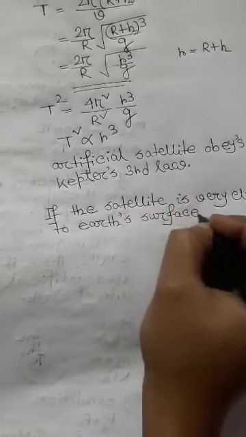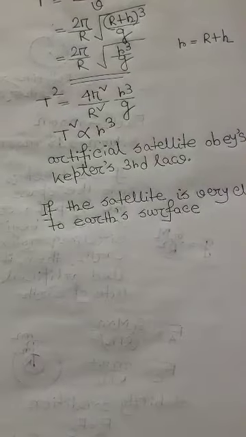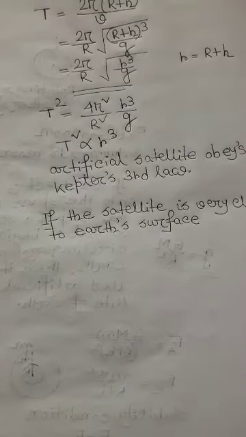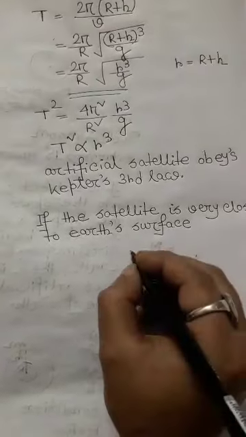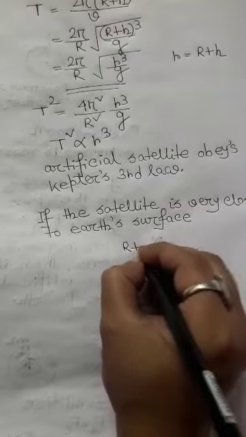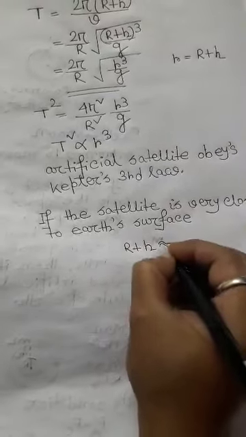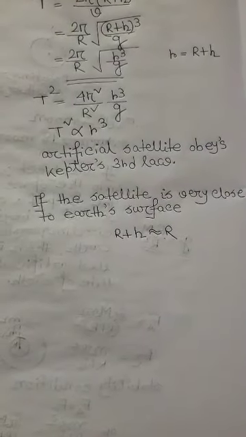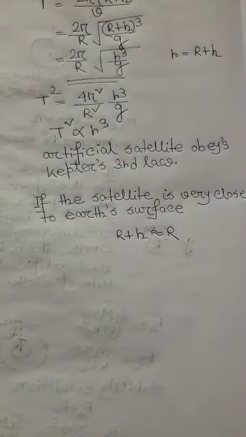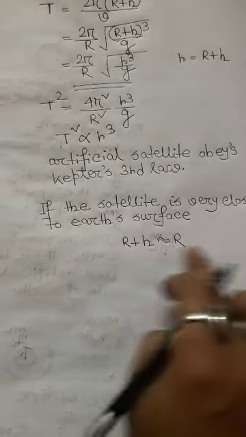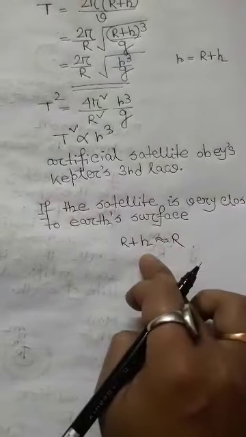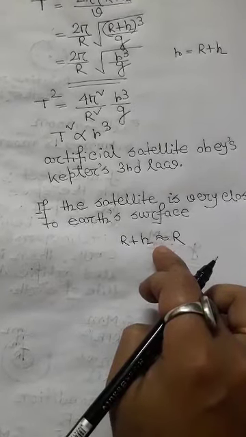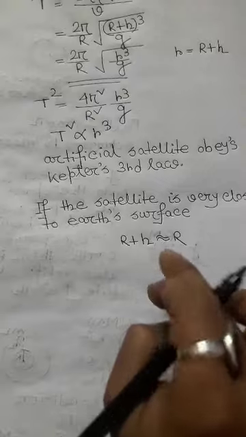If the satellite is very close to earth's surface, then h, that is the distance between the surface of earth and the satellite, will become very small, and in that particular case we can write R plus h almost equal to R. So if we put that condition in the expression of velocity, then we will find the orbital velocity in that particular case.